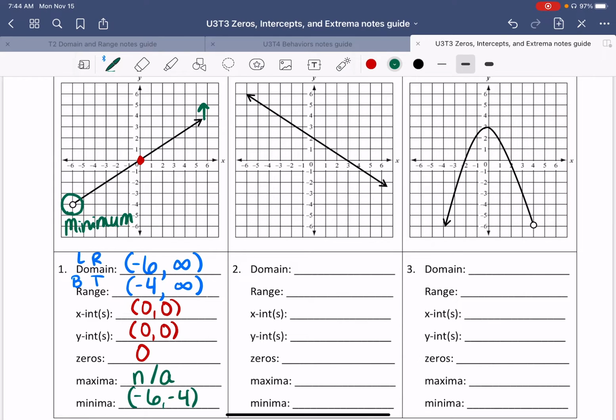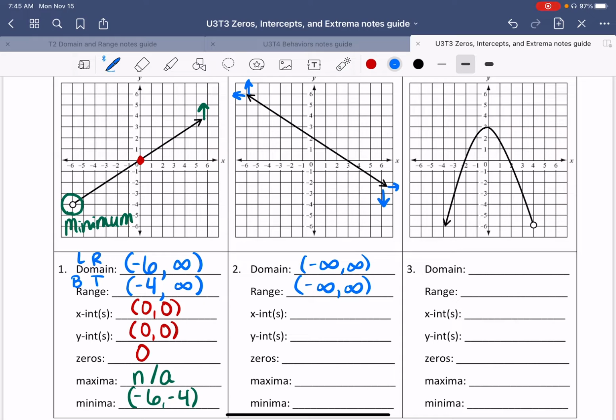All right, so let's go to the next one. Domain, it's going forever left, it's going forever to the right, so negative infinity to positive infinity. Range, it's going down forever and up forever, so also negative infinity to positive infinity.